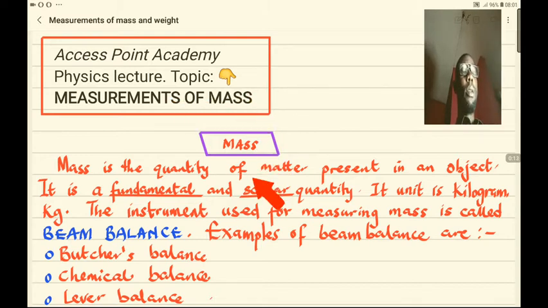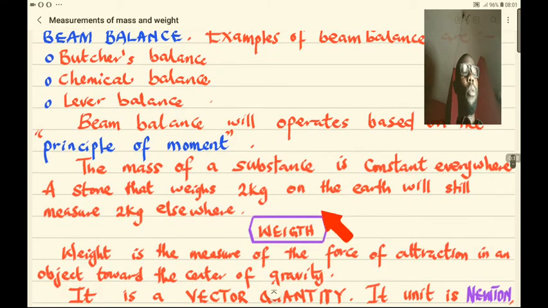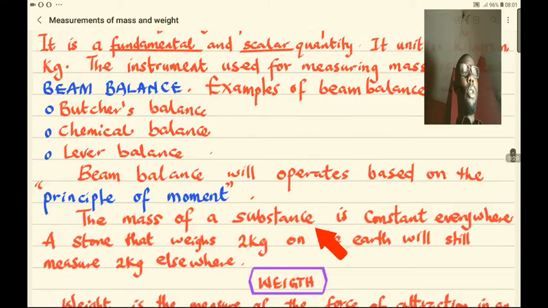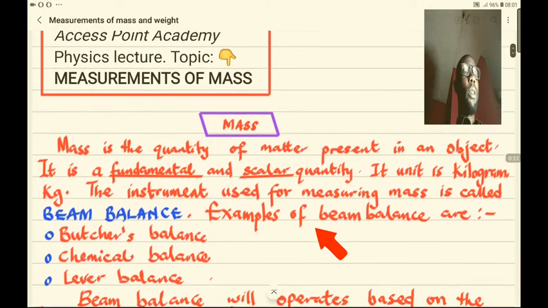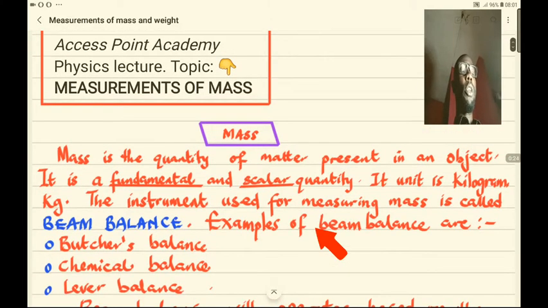Mass, but there is no way we can explain mass without mentioning weight, because the two are different quantities which we need to distinguish. Let me start with mass. Mass is the quantity of matter present in an object, the quantity of matter that is actually present in an object. That is mass.